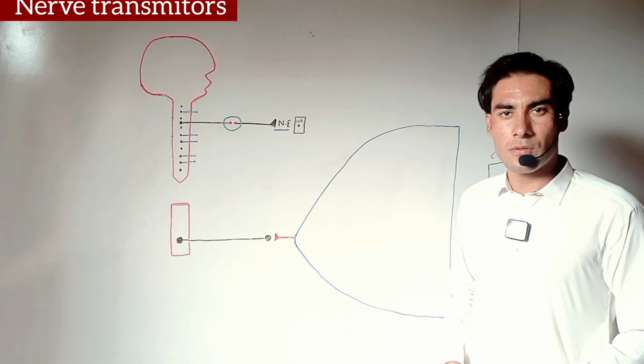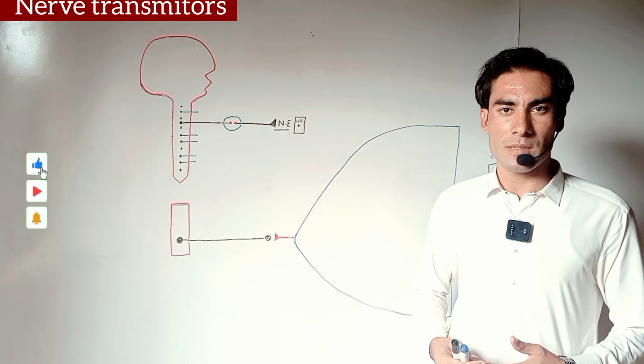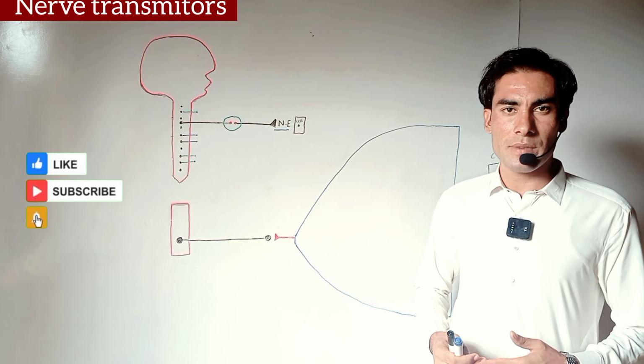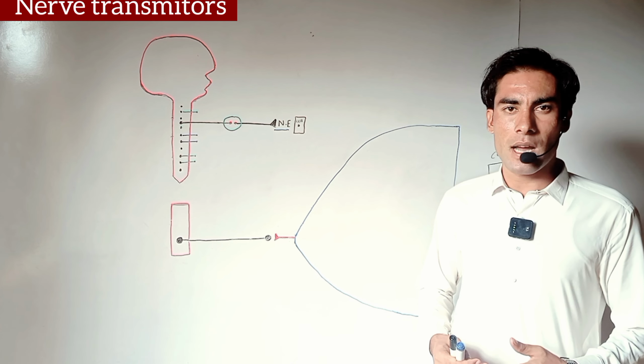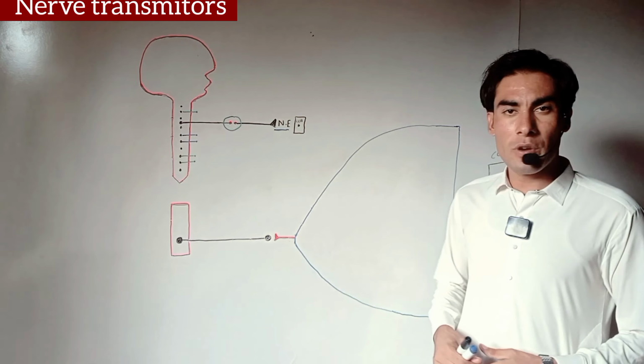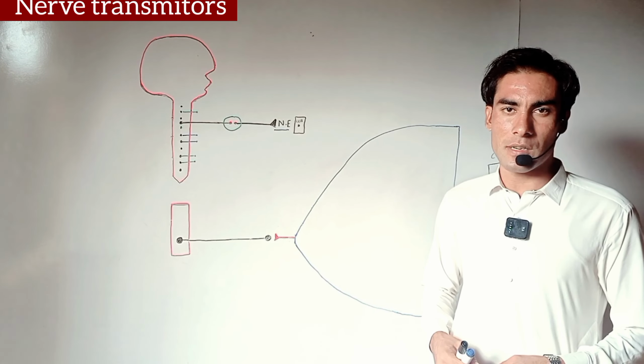Hello everyone. So today we are going to talk about a very important concept, that is neurotransmitter. How neurotransmitter is synthesized, stored and released, and what is going on at the nerve ending, and what is going on at the synapse, and how drugs alter the activities.